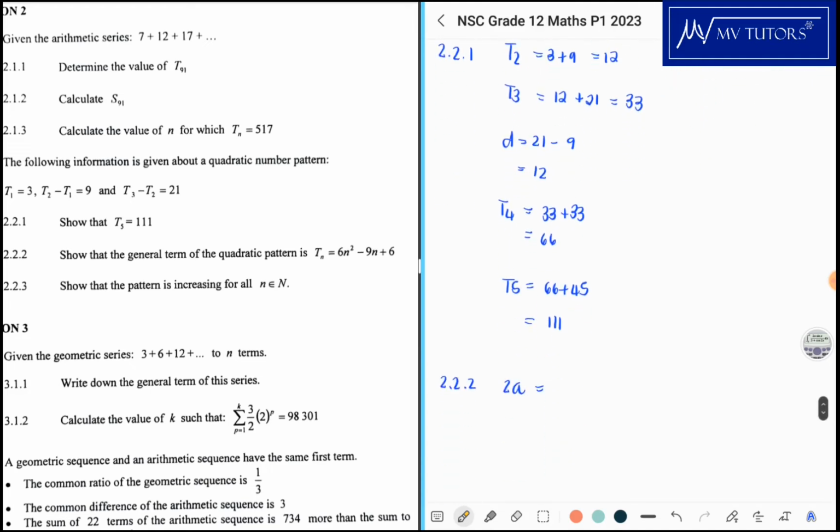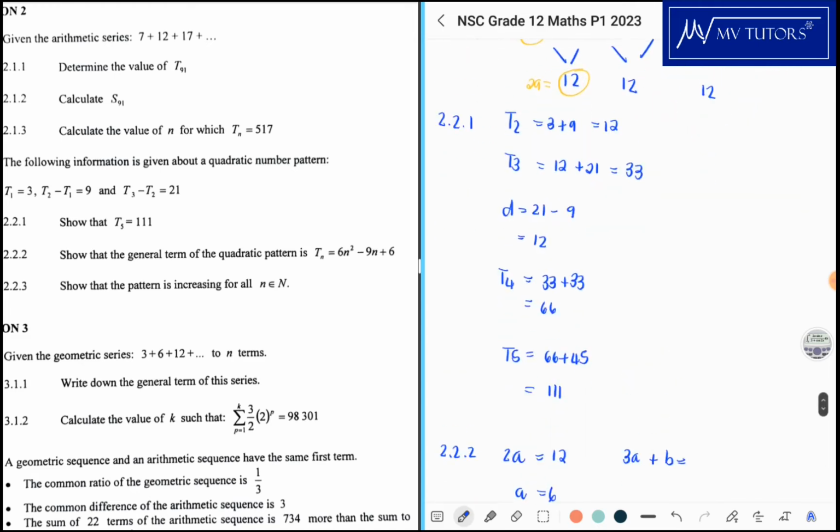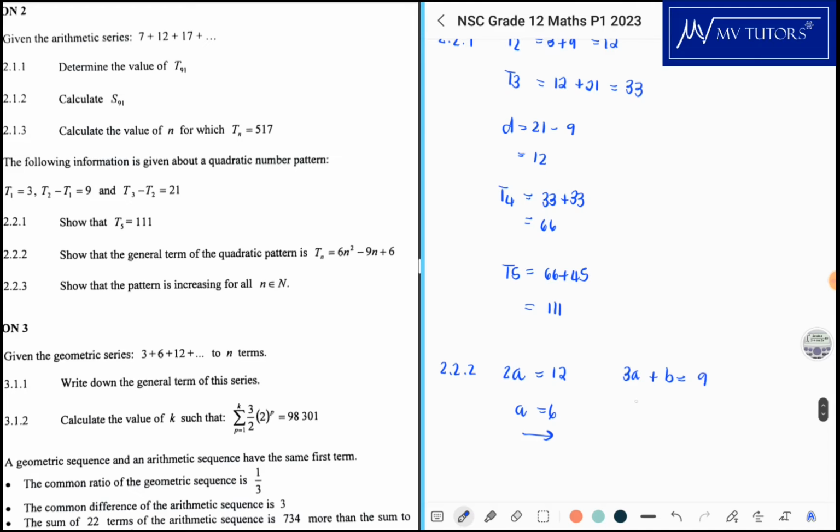All right, so let us work accordingly. 2a is equal to 12, and a would be 6. Okay, we already have 6, you can see it in our answer. And then 3a plus b is equal to 9. So substituting a there, we have 3 times 6, which is 18. If I take 18 to the other side, 9 minus 18 is negative 9. So things are coming together. All right, I'm happy so far.